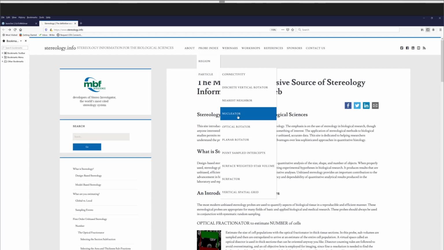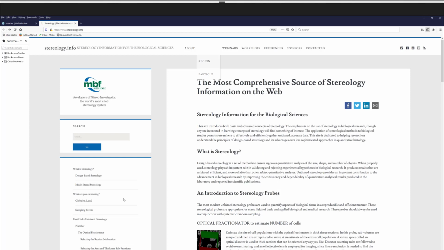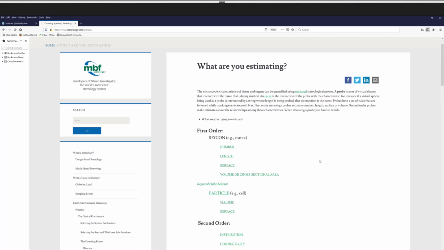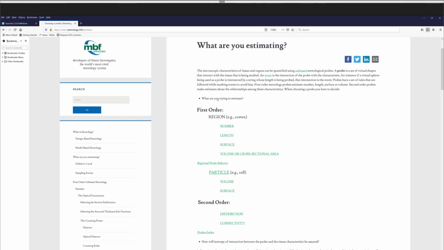A lot of times you don't know the name of the probe, but what you do know is what type of data that you want to estimate. So you can click what are you estimating, and this breaks down the probes into first order, which have to do with number, length, surface, and volume, or second order probes, which have to do with the relationship among cells. For instance, are they clumped or are they evenly spread out?